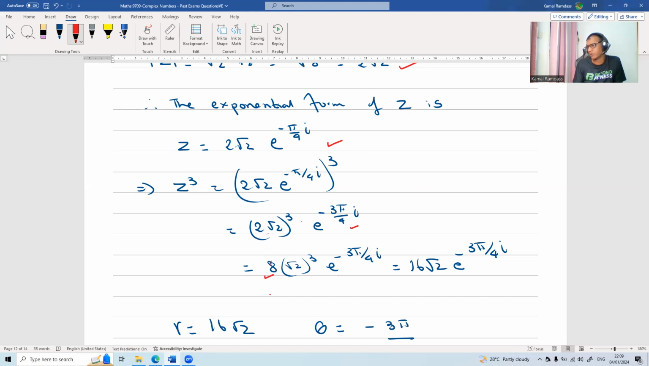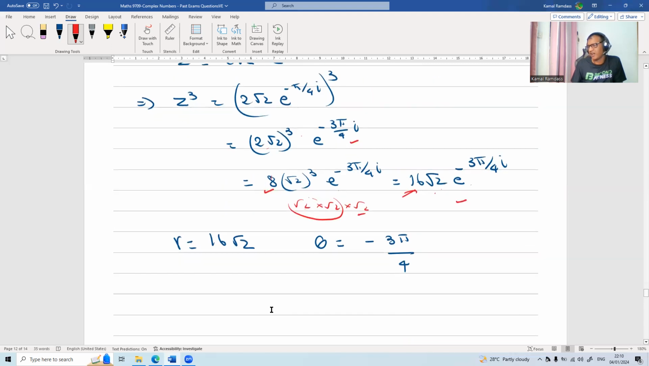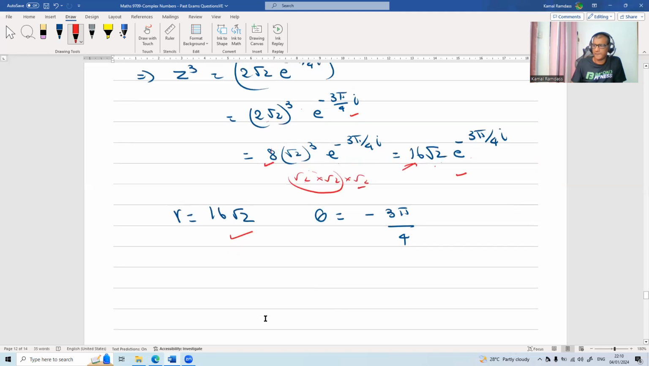C'est root 2 to the cube, c'est root 2 fois root 2 fois root 2. Root 2 fois root 2 vient 2. OK? Et 2 fois 8 vient 16. Il vient 16, et root 2 reste, 16 root 2, e à la puissance de retirer 3 sur 4i. OK? Et ça veut dire R is equal to 16 root de 2, et theta is equal to minus 3 pi by 4.